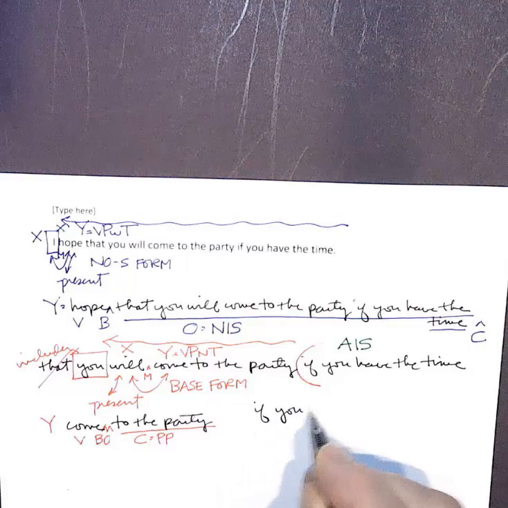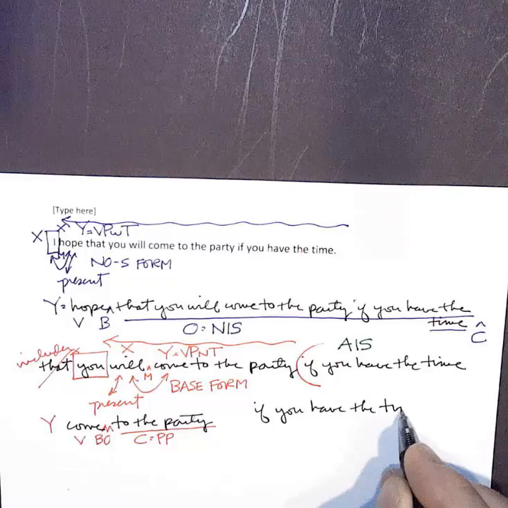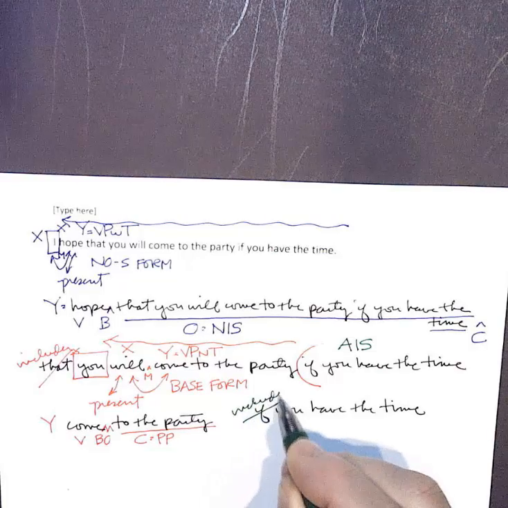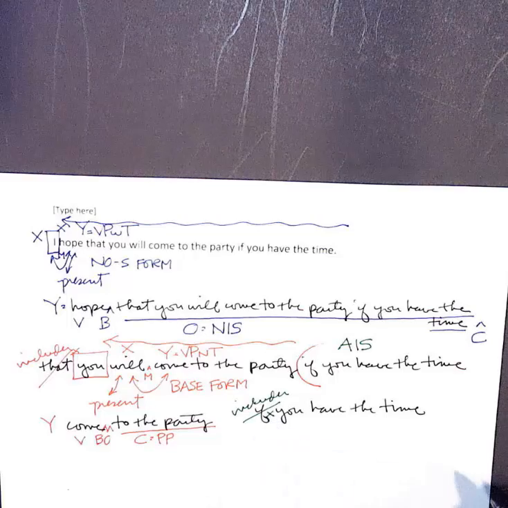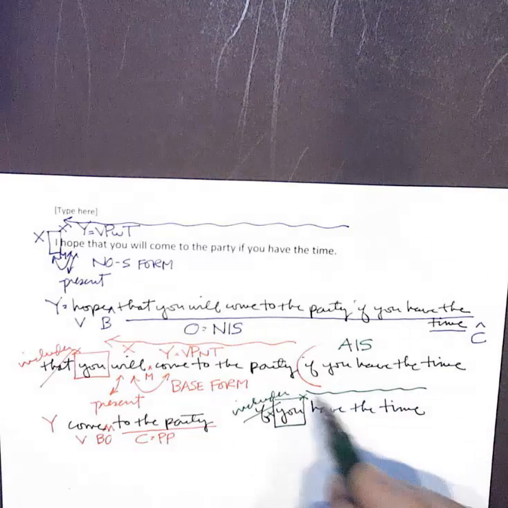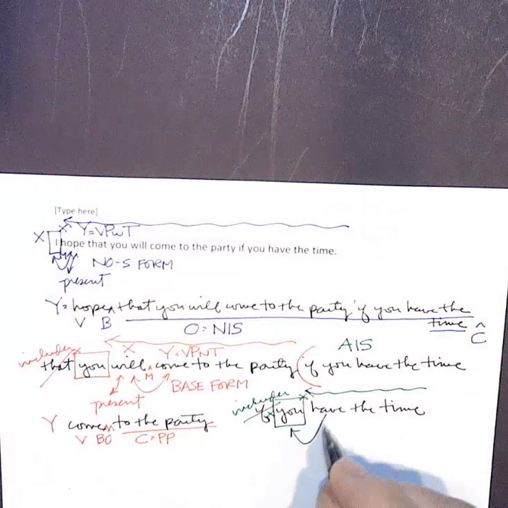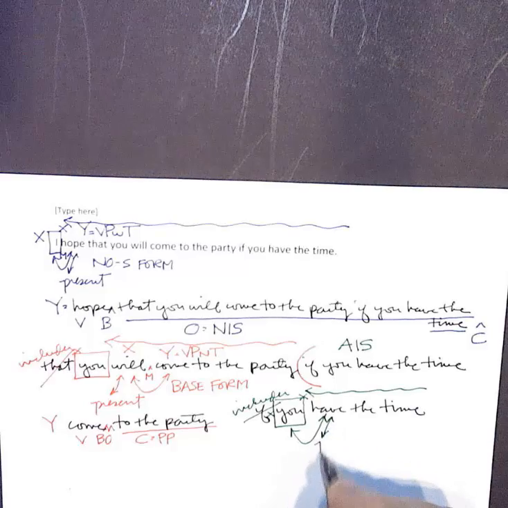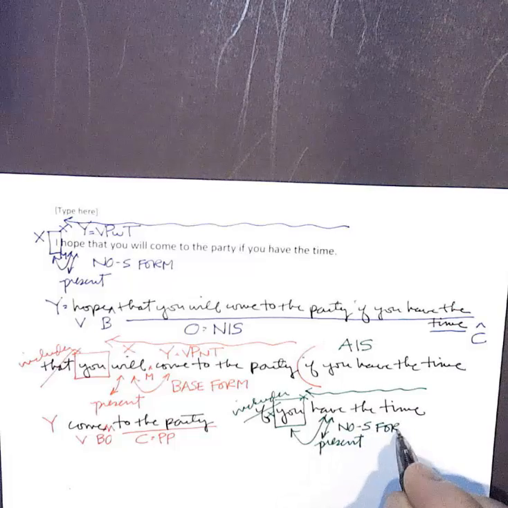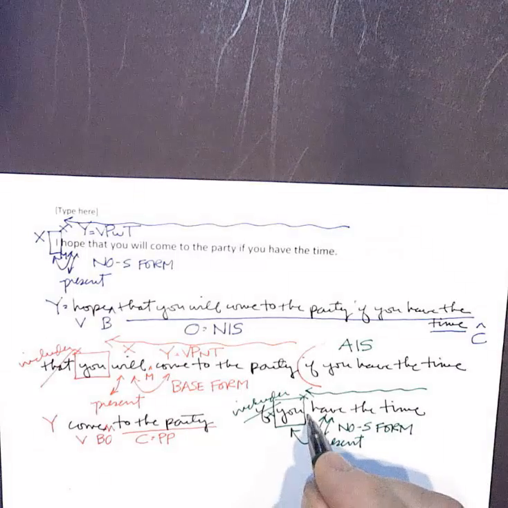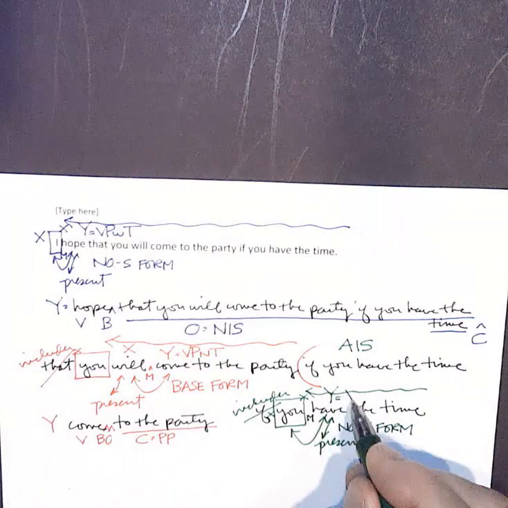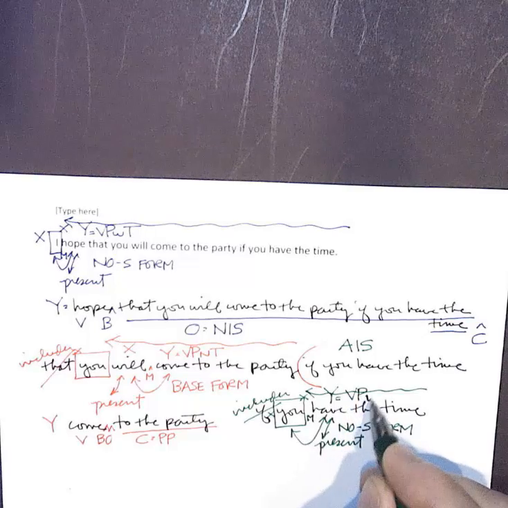If you have the time. If is the includer. Do you have the time? You do not have the time. You is the subject. Predicate. Have ties with you. Have ties with the present. Another no S form. And the M place is here, it's empty. Have the time is the predicate, is Y. And Y is a verb phrase with time.